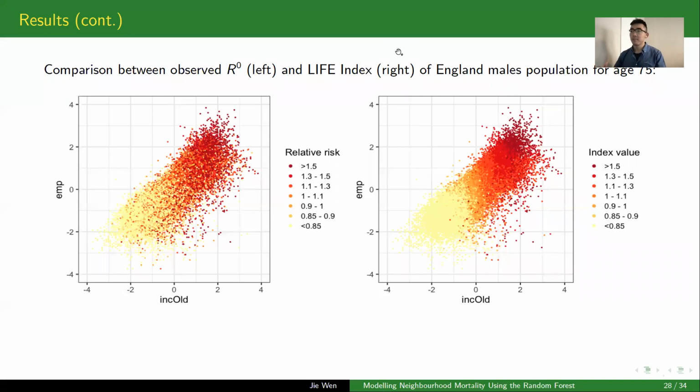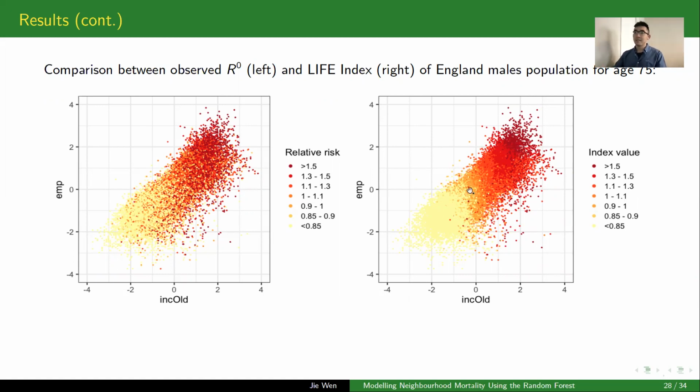Okay, now let's look at the index in a slightly different way. Now we focus on the age 75 England male population. First, this plot is a heat map. The x-axis is the INC-OAT and the y-axis is the employment score. The colors on the left-hand side measure the observed relative risk, which is R0, over all of the RSOAs in England. The equivalent plot on the right-hand side differs only in that the color measures the value of the life index created by the random forest model we have here.